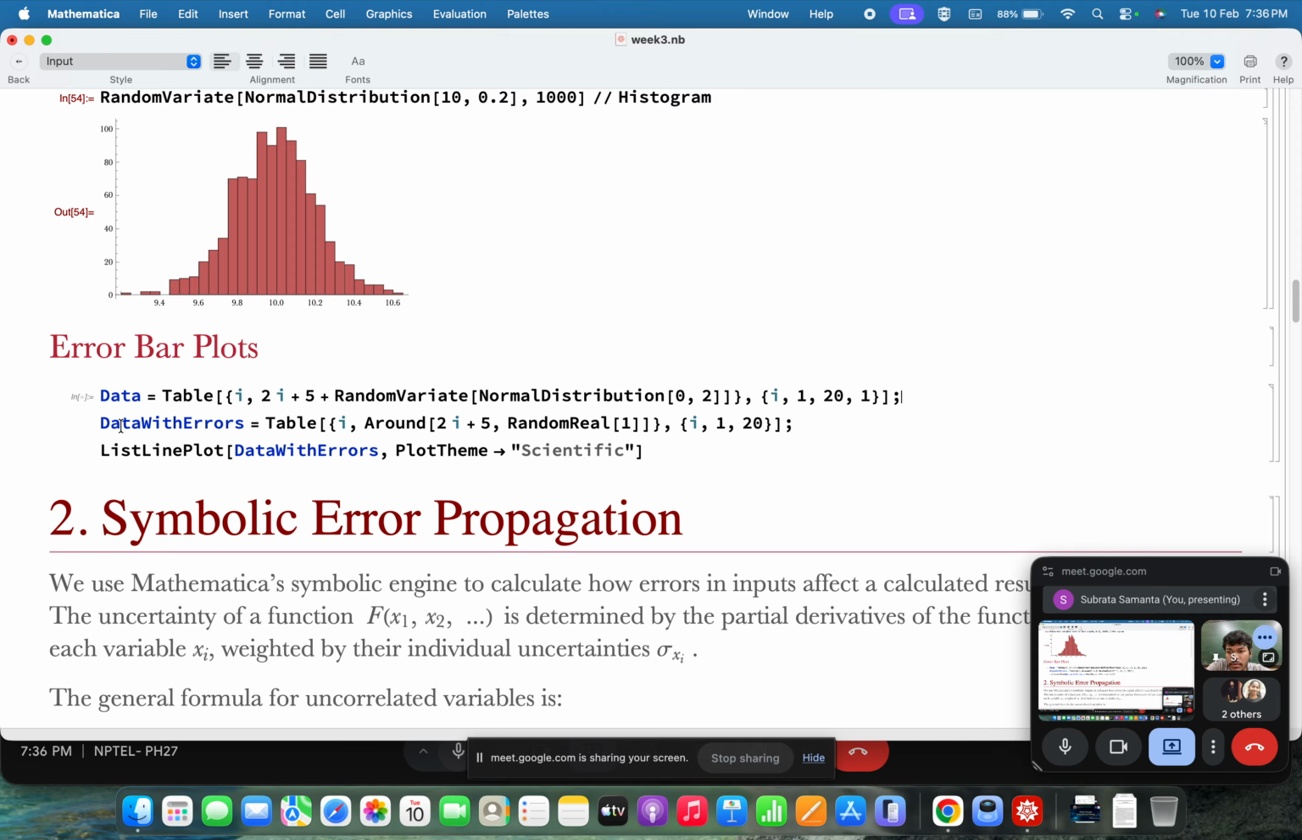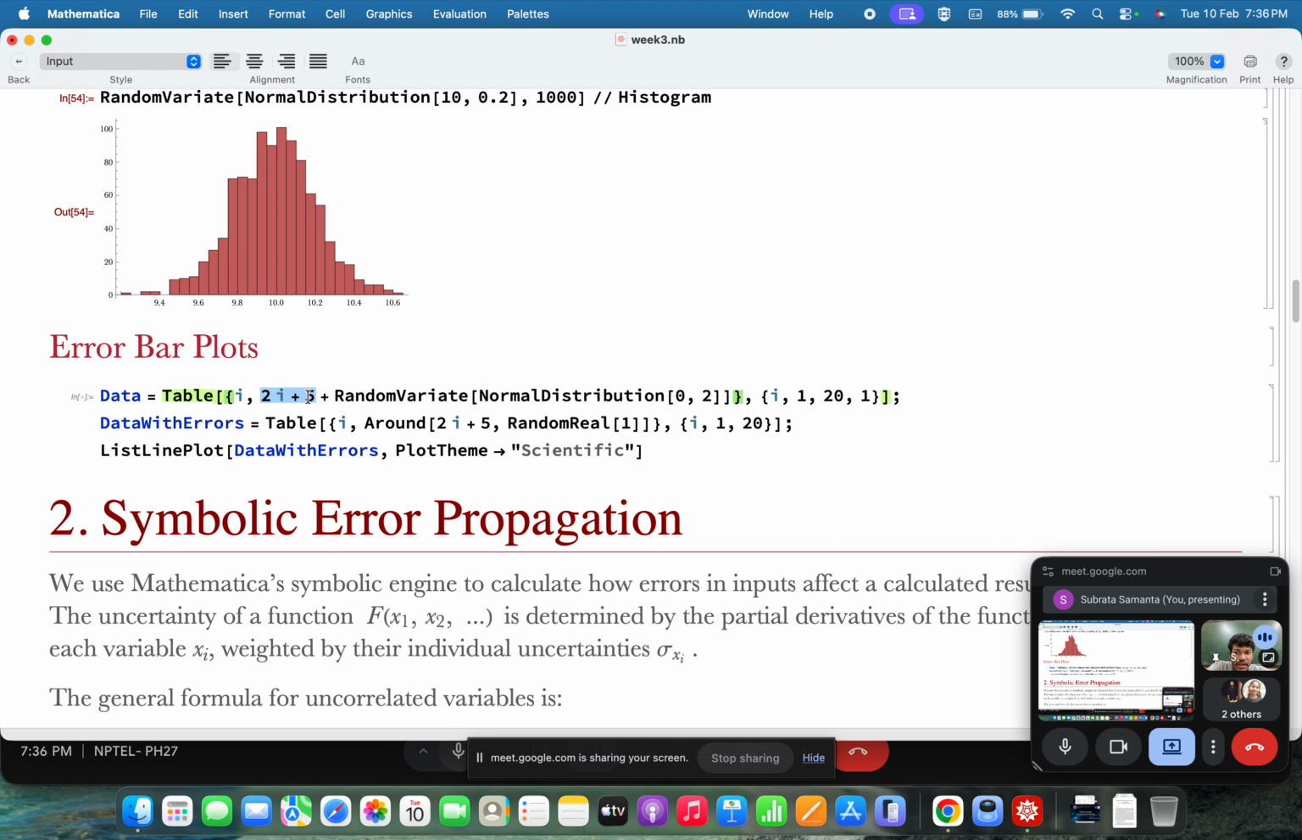Can anyone tell me? Let us do one by one. First, this is the data set. Can you tell me when we plot this data how it looks? It is almost a straight line, right, because this is actually my function.